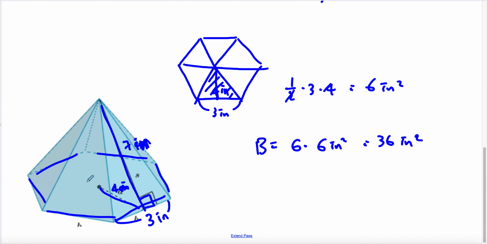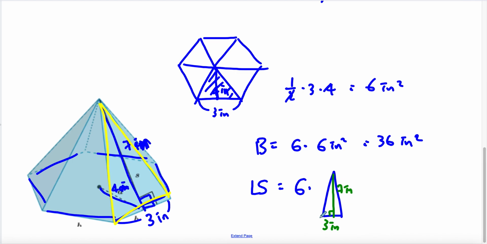Now I need to find the area of one triangle and multiply that by 6, because there are 6 of them, right? So now I'm looking at the lateral surface of one triangle first, and then multiply by 6. In this one triangle, let me use a different color for you to see better. I know that the base is 3 inches, and the height here is given to you as 7 inches.